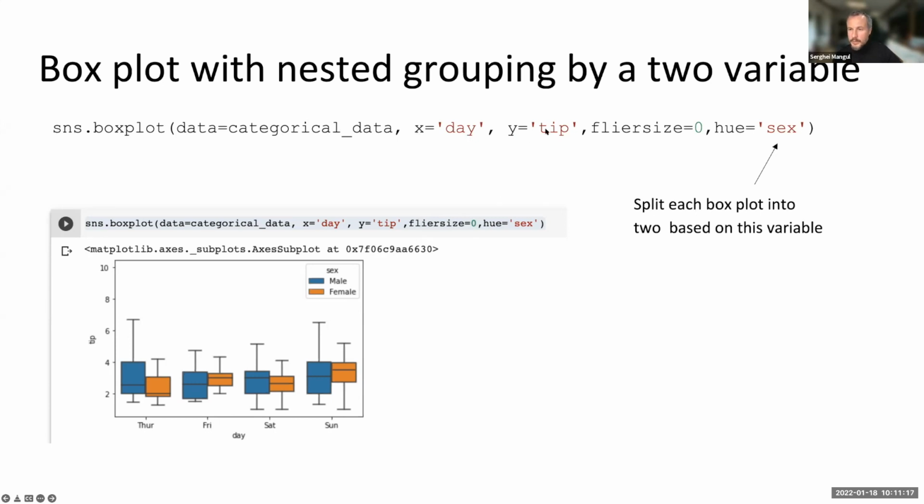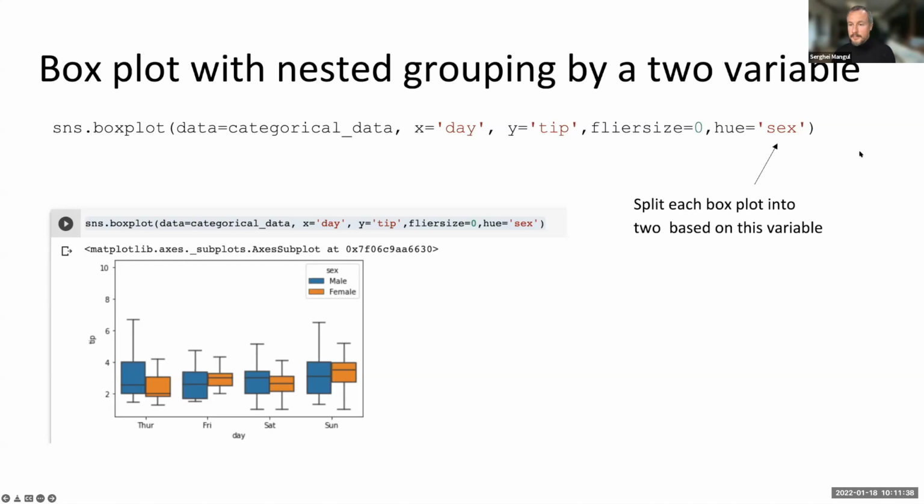Y equal to tip, sure. Size equal to 0, meaning we don't want to display outliers. You're okay with that? And then you say hue, and then you will say the name of the column which you want to split. So in this case, that's biological sex, right?